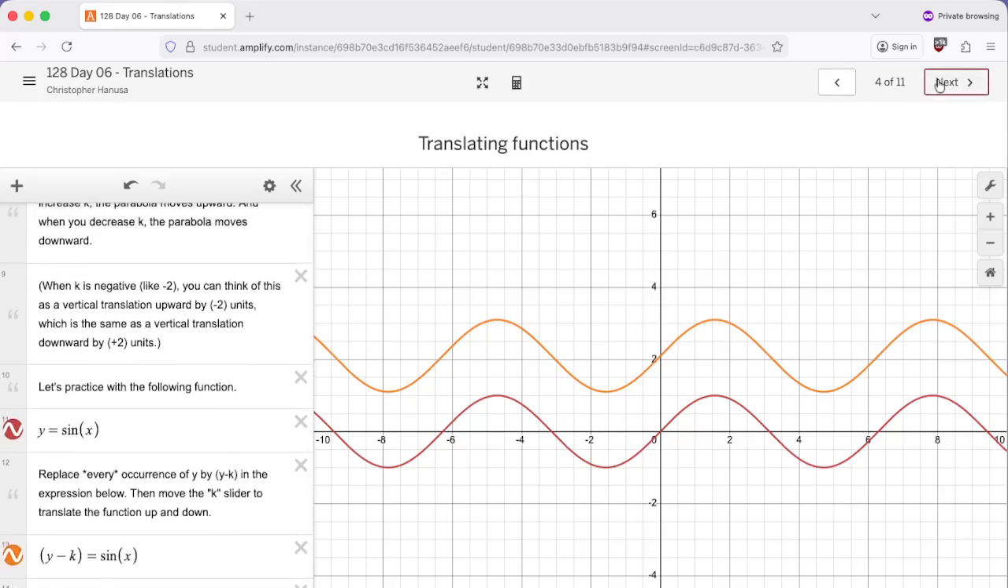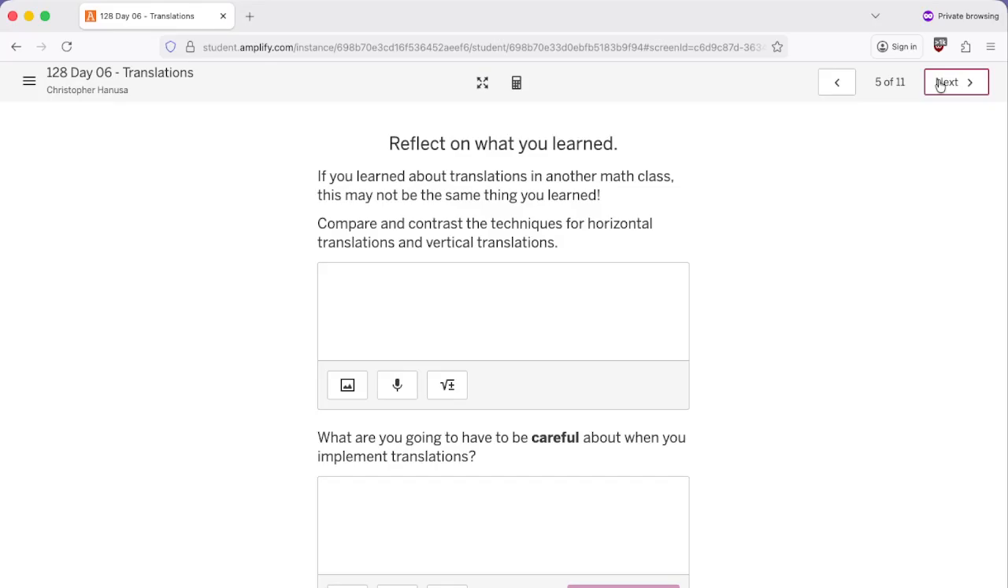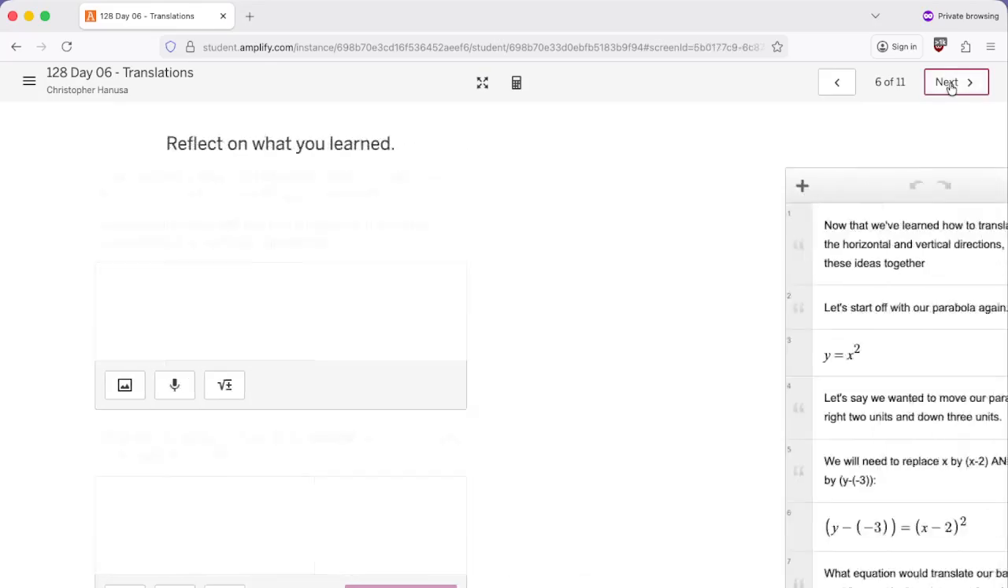Okay, let's go to the next one. All right, so think about what did we have to do for horizontal translations? What do we have to do for vertical translations? And what types of things are you going to be careful about? What do you have to be careful about when you implement translations on a graph that you want?